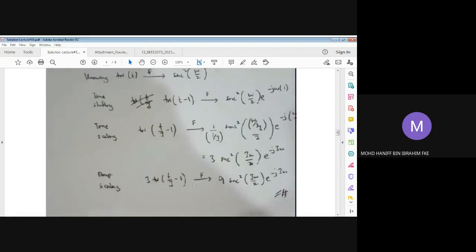Finally, with the linearity properties, which is amplitude scaling, we have to multiply simply by 3. So we end up with 9 sin squared of 3 omega divided by 2, exponential of negative j of 3 omega. If we start with the amplitude scaling, your answer will be the same. No problem with that. Any question on this example so far? No? Okay, if there's no question, we can proceed now with the next properties.